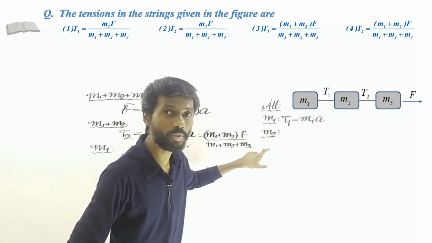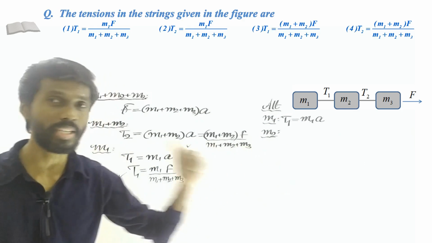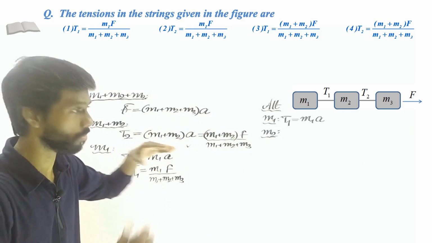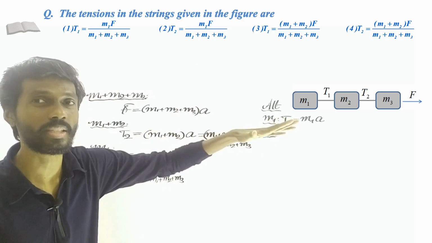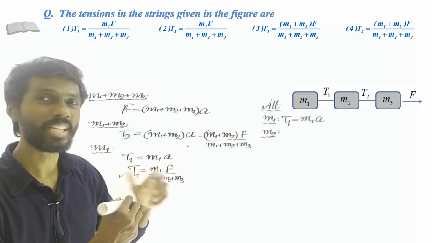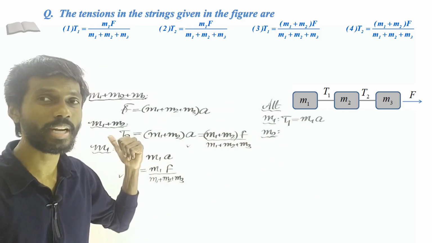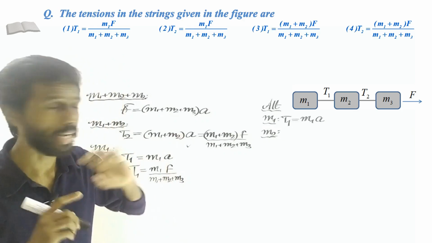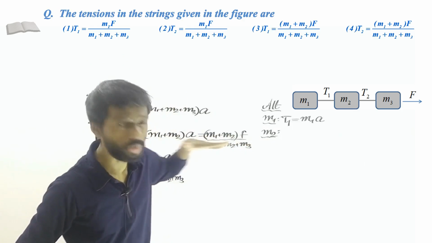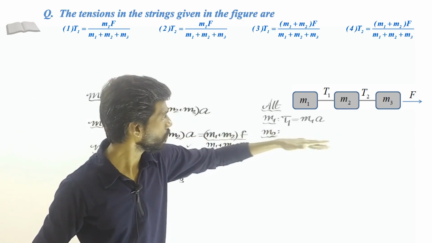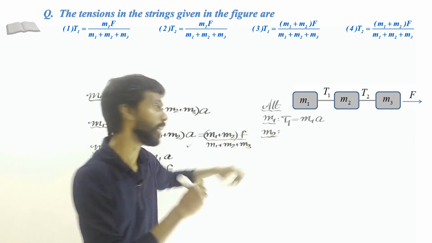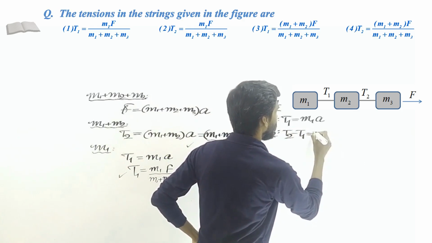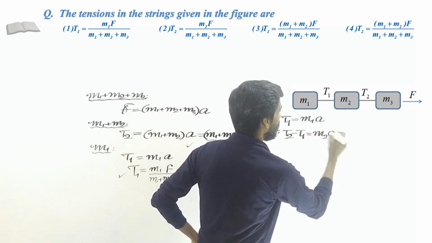But when you consider m2, the same T1 is acting in the opposite direction, because the other force T2 is the more dominant force, pulling this object in the forward direction. So this is the resistance force. Tension is a resistance force which is acting in the opposite direction. So T1 has two different directions depending upon which object it acts on. For m2, T2 is in this direction, and T1 is in the opposite direction. So T2 minus T1 equals mass times acceleration, that is m2 multiplied by the same acceleration.